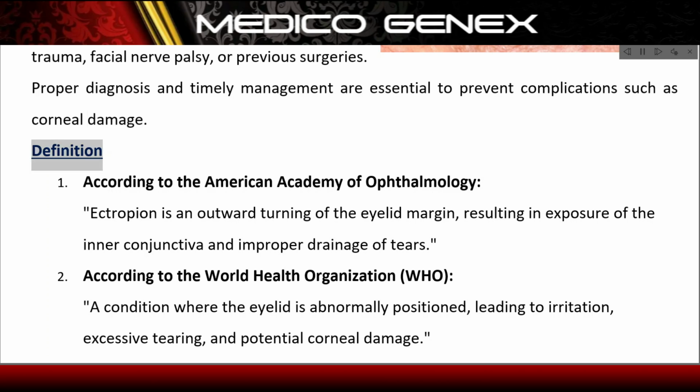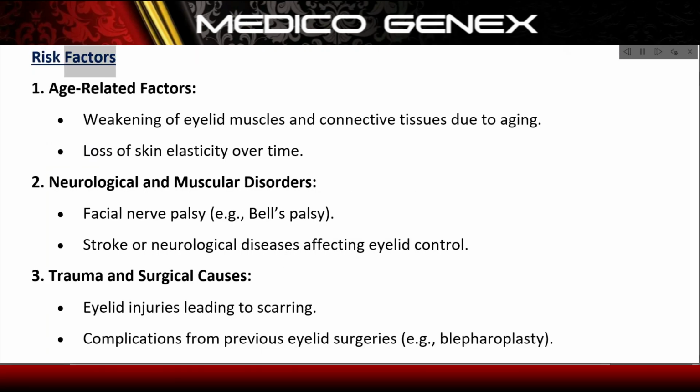Definition. According to the American Academy of Ophthalmology, ectropion is an outward turning of the eyelid margin, resulting in exposure of the inner conjunctiva and improper drainage of tears. According to the World Health Organization, WHO, it is a condition where the eyelid is abnormally positioned, leading to irritation, excessive tearing, and potential corneal damage.